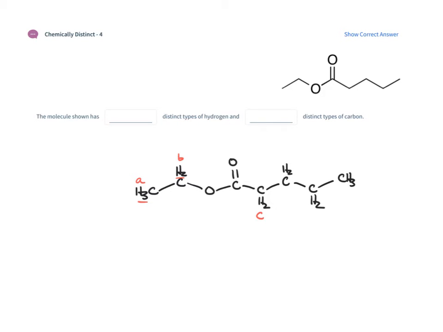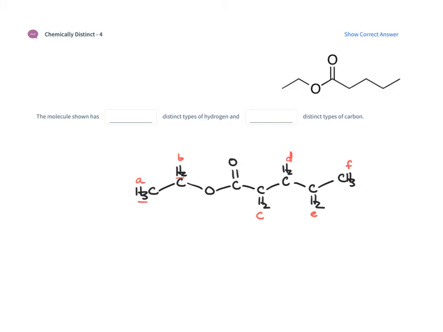Next, we go on to another CH2. That's going to be type D. And you can distinguish that from this one by saying this CH2 is just one carbon away from the carbonyl. This CH2 is two carbons away. They're in different environments. We come down to the next CH2, that is E. And then finally, the CH3 is type F.